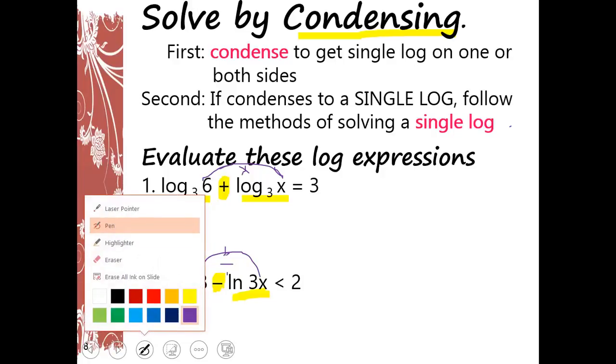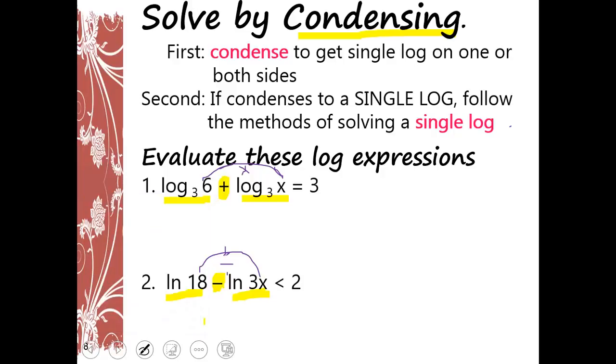So let's get started. In both of these cases, we're going to condense down to a single log, which means then we're going to rewrite them as an exponential expression. So this log on the left-hand side becomes log base 3 of the number 6x equals the exponent 3. I now rewrite as exponential, and I get the argument x is equal to the base 3 raised to the third power.